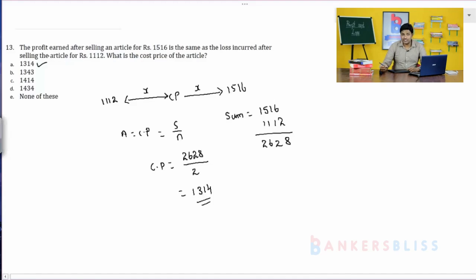The cost price is in the middle, so it is nothing but the average is equal to S by N. Therefore cost price is equal to 2314. Option A is the right answer. Okay, let's go to the next problem. Problem number 14.